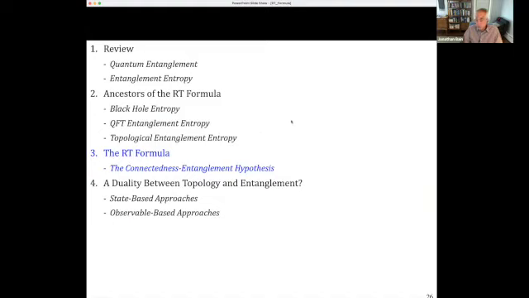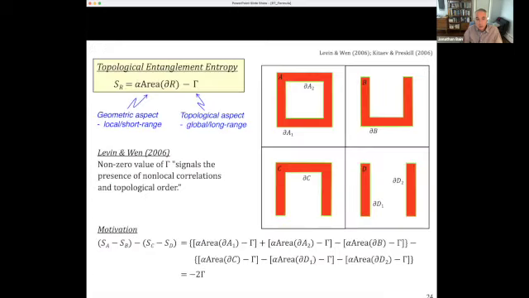Gamma that appeared in the formula about topological entropy, is it connected with the Euler characteristic? No, I don't think so. I think it's just the same symbol, there's no connection. Actually, the symbol that Levin and Wen use is a lowercase gamma, but I thought I would use a capital. It's not connected with the number of holes of the system. It's not associated with the Euler characteristic.